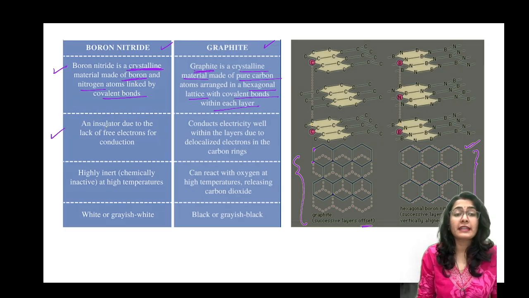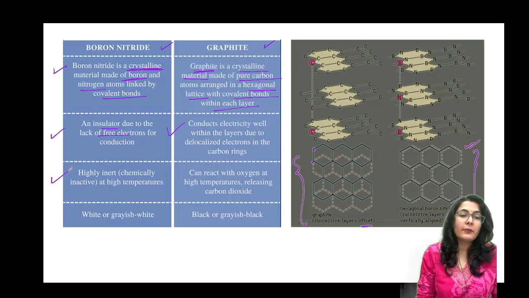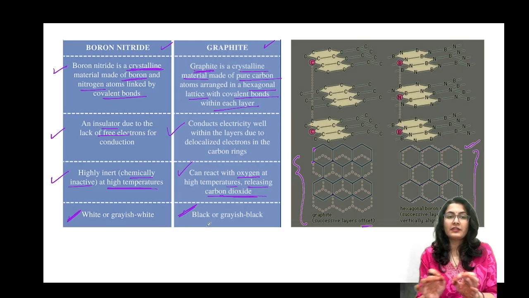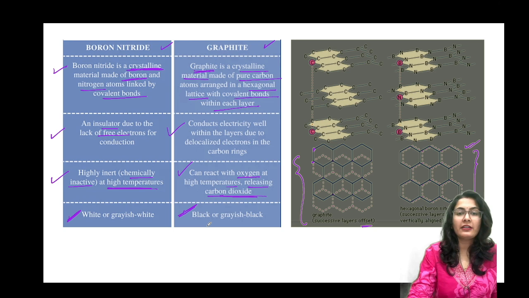Boron nitride is an insulator due to lack of free electrons, and you know graphite has free electrons, so it can delocalize those and be a good conductor. Boron nitride is highly inert, chemically inactive at very high temperature, and graphite can react with oxygen at high temperature, releasing carbon dioxide. So graphite can actually burn. Boron nitride is white or grayish white in color, graphite is black or grayish black in color. All right, so these are the differences between boron nitride and graphite.